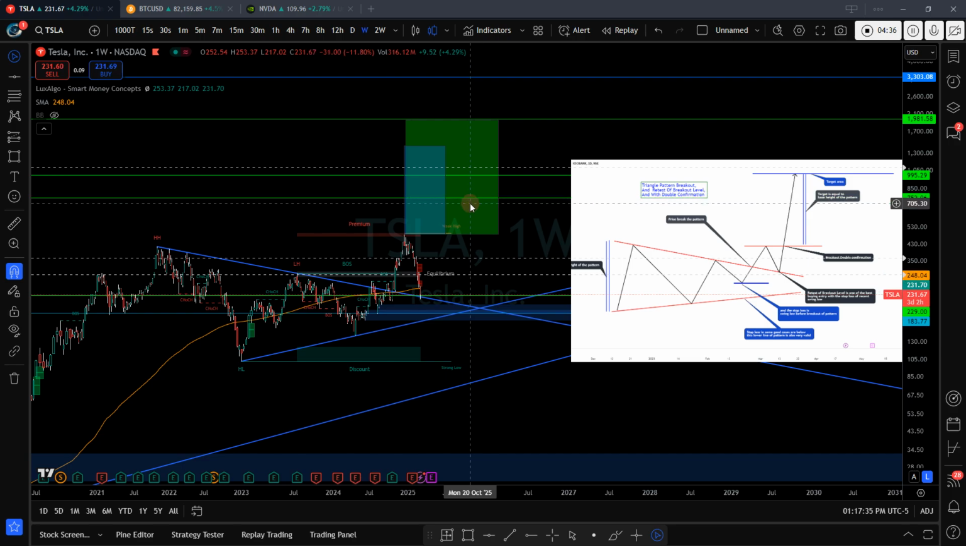But again, I don't want to get too far ahead of myself, and I do want to make clear that this would be a higher time frame perspective, so it wouldn't happen in a daily or weekly or anything like that. It's going to take months on end. Okay, so now what can invalidate the pattern again? Just to reiterate it because it's that important.